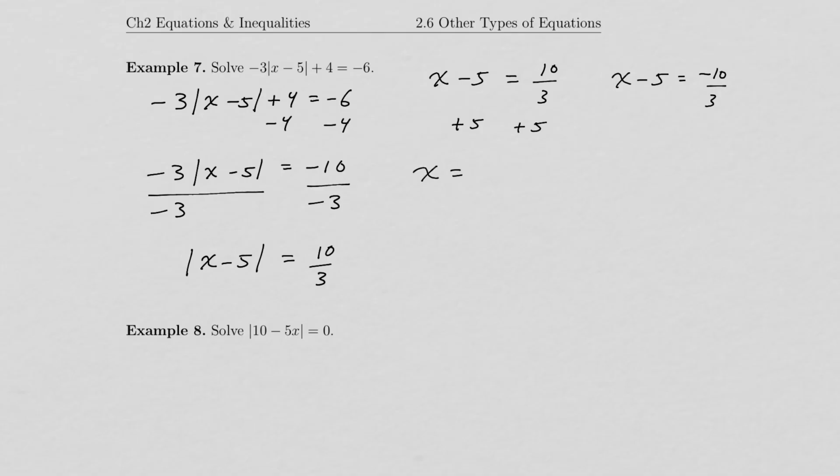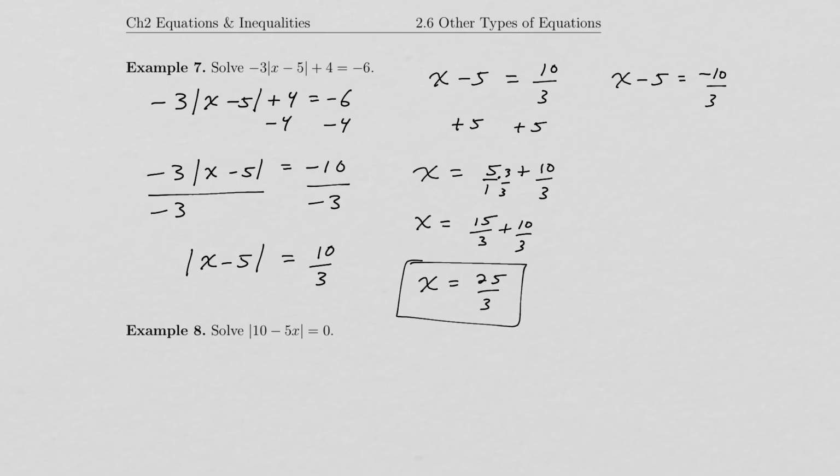So x is equal to 5 plus 10 thirds. Well, remember to add fractions, we need to have the same denominator. So I can rewrite the 5. Right now it's 5 over 1. If I multiply by 3 over 3, that'll work. So this will give me 15 thirds plus 10 thirds, which is 25 thirds. So that's one solution.